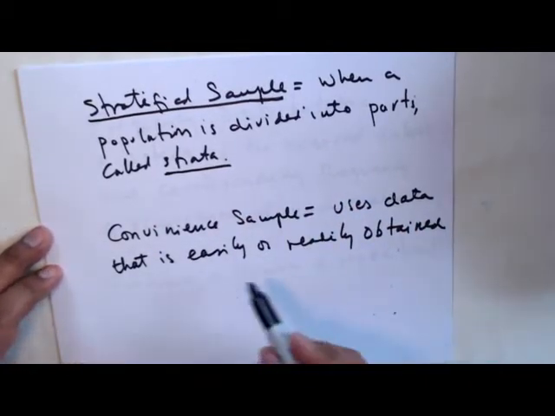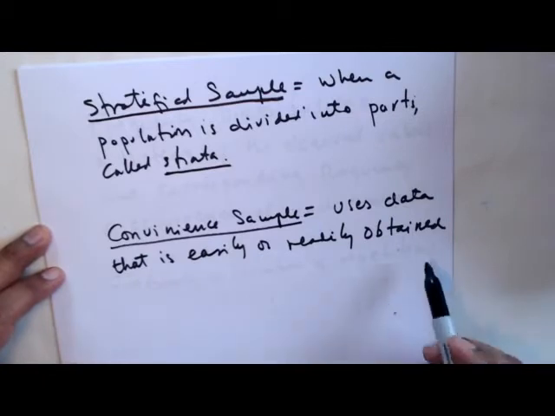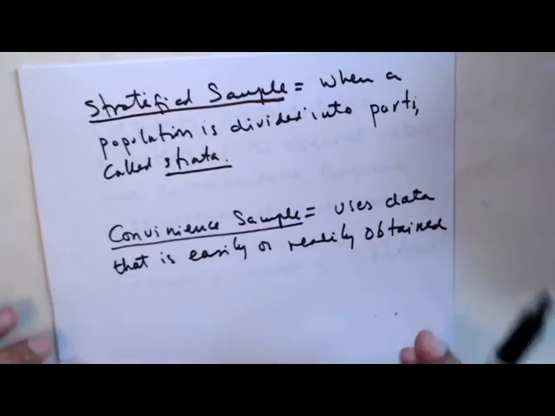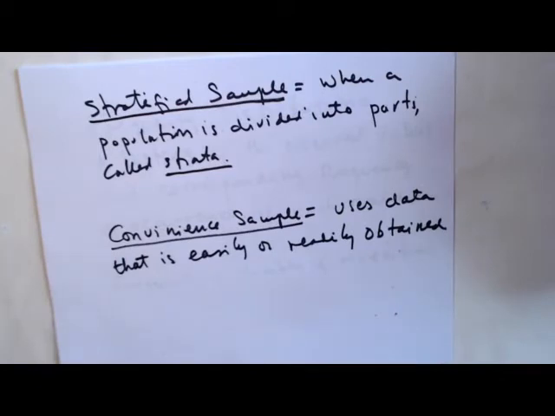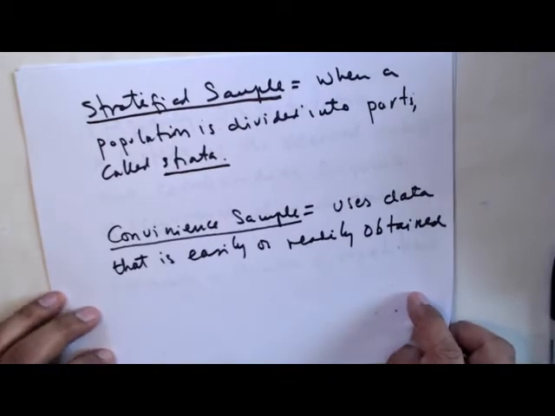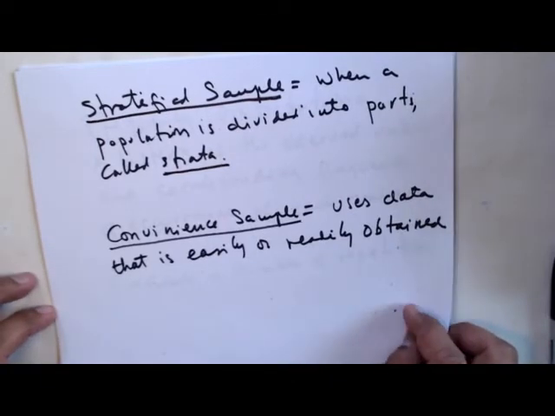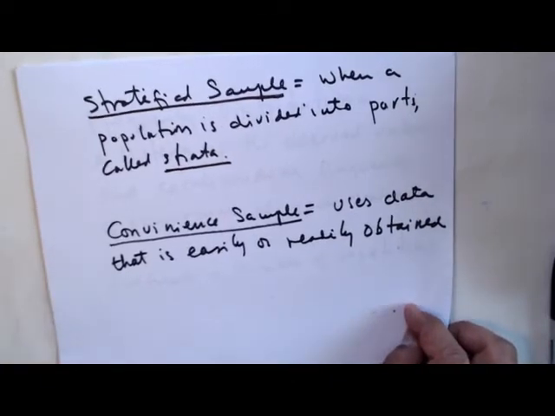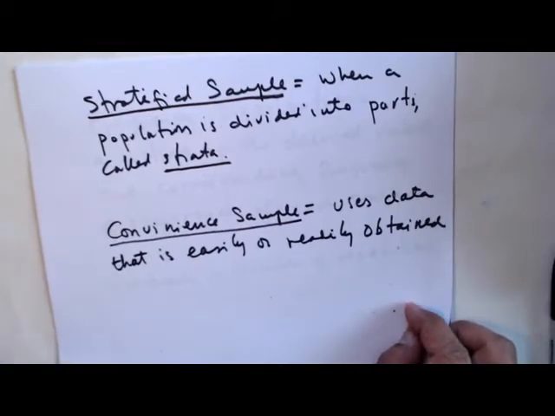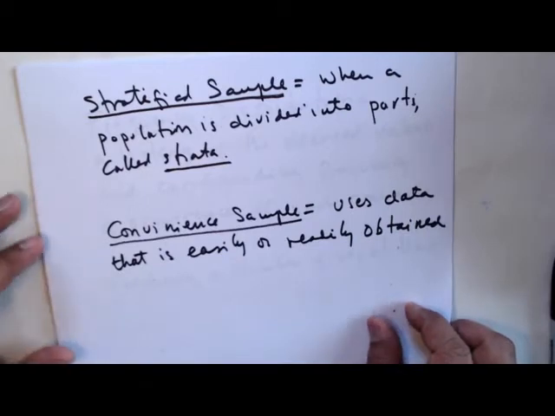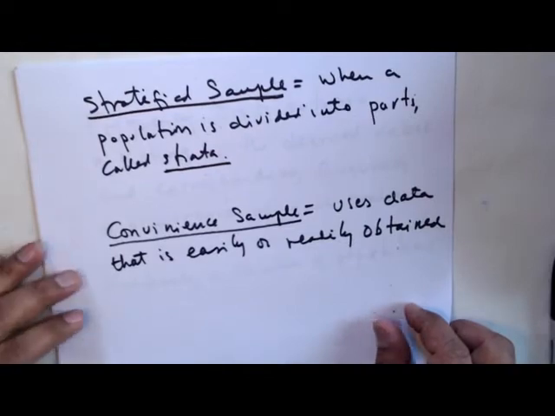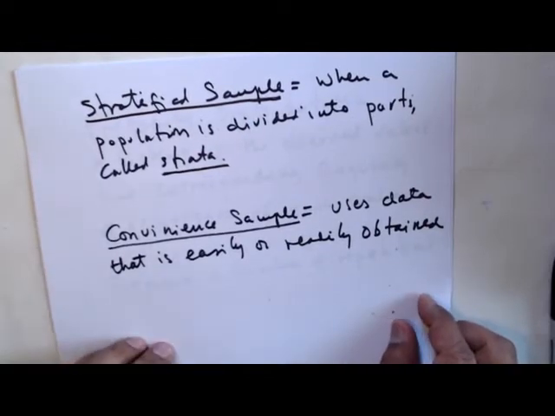And then you have something called a convenience sample. It uses data that is easily or readily obtained. Sometimes when doing calculations, for example, you don't have the resources, you can go into your database and figure out some data has been collected either by the school system, a district, a town, and then you retrieve that data and you use it to your own benefit. That's what the convenience sample is all about.